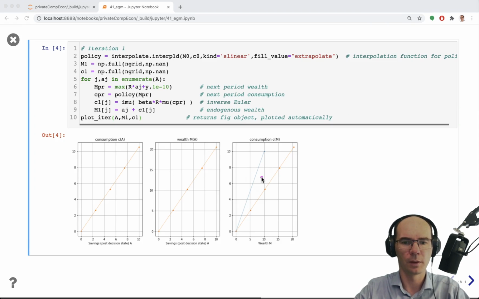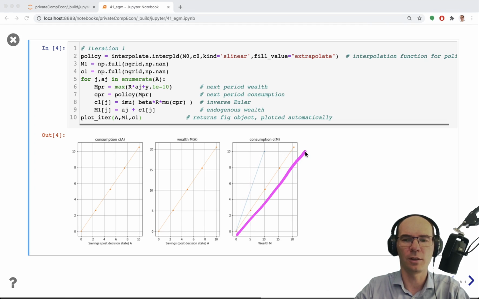Let's see what happened. So as we go through the grid over A, and remember it has 5 points, 1, 2, 3, 4, and 5, we calculate this consumption first, and that happens to be these values. And then we also calculate these values by adding these levels with the point itself, and we get something like that. And then we can put them as a new consumption function. So here's the one that we started with, and here's the consumption function after one iteration.